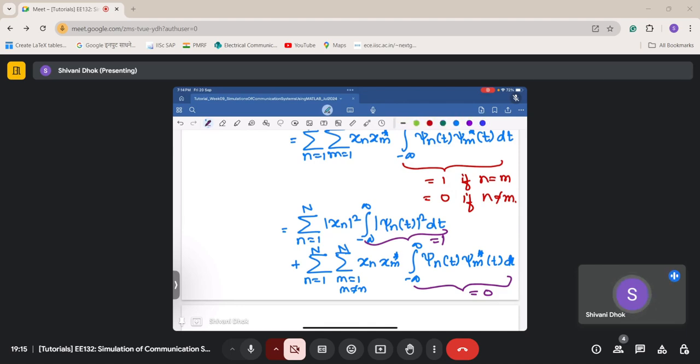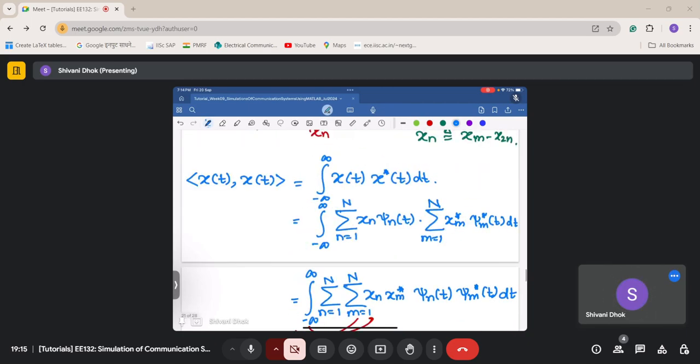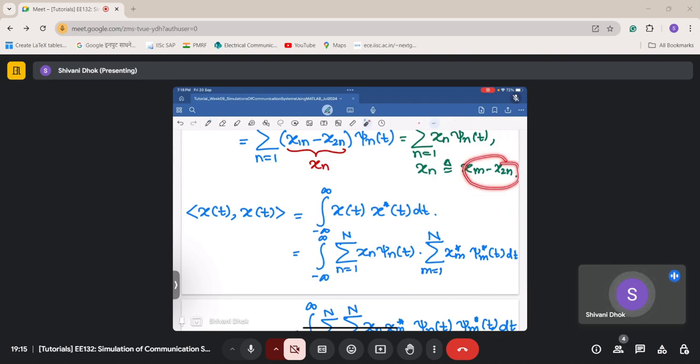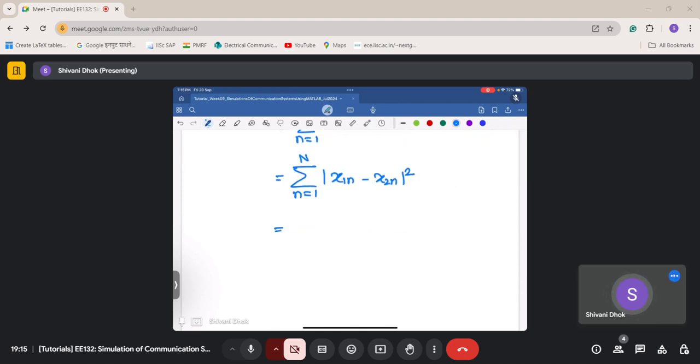Okay, so what we get now is only the first summation survives, which is summation n equal to 1 to N magnitude of xn square. But what was xn? We had defined xn to be equal to x1n minus x2n. So therefore, this is equal to summation n equal to 1 to N, x1n minus x2n square. And what does it mean? In other words, this is basically equal to L2 norm square of x1 and x2.